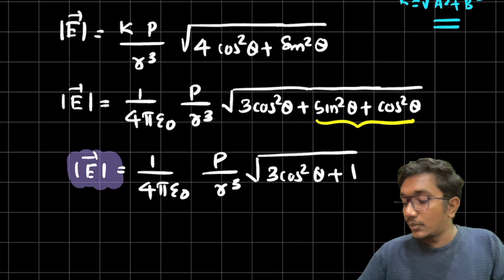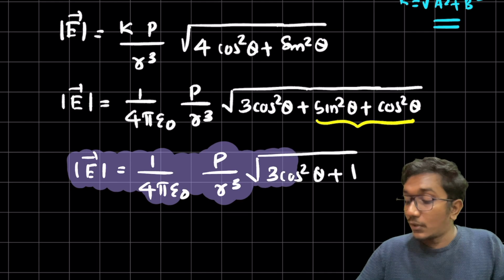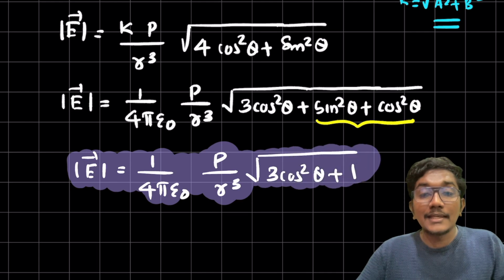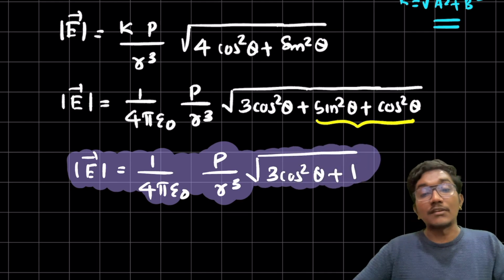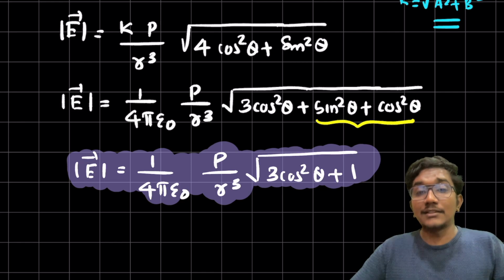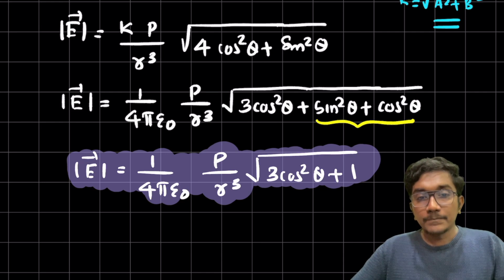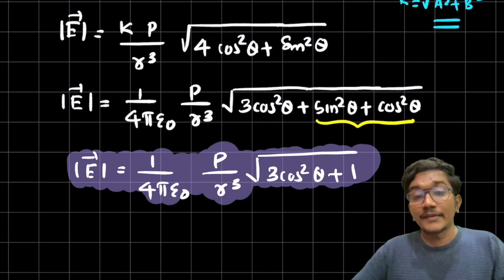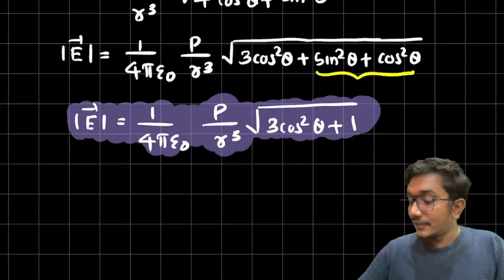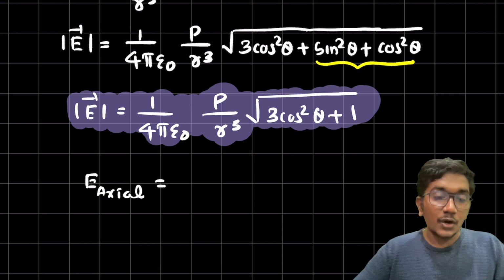So this is the equation for electric field due to a dipole at any random point. So this is the final result. So now how do we know whether this equation is actually correct or not? We can do one thing. We can do E along axial and E along equatorial. We can check with this. How do you check that?